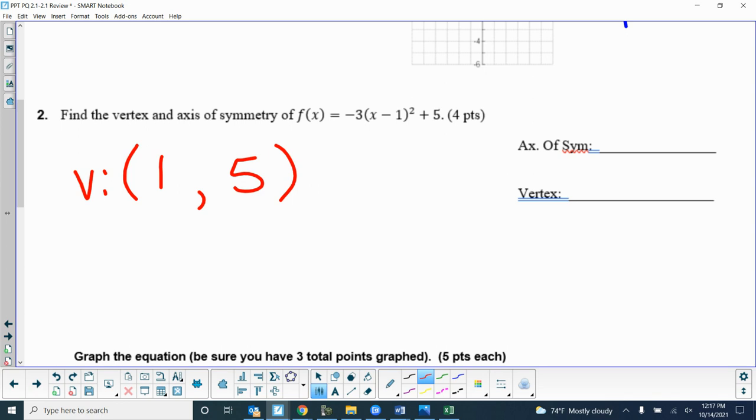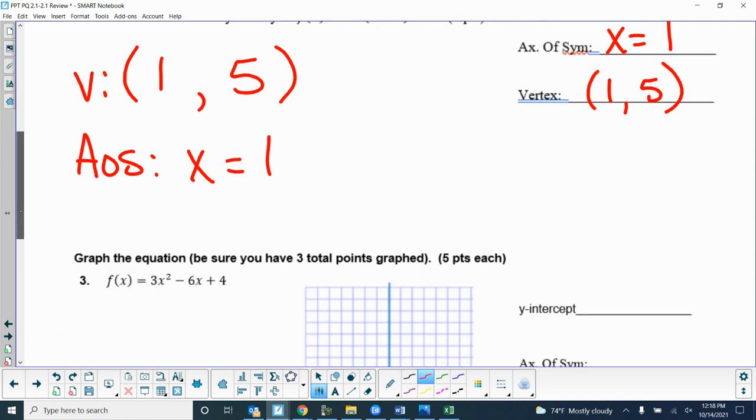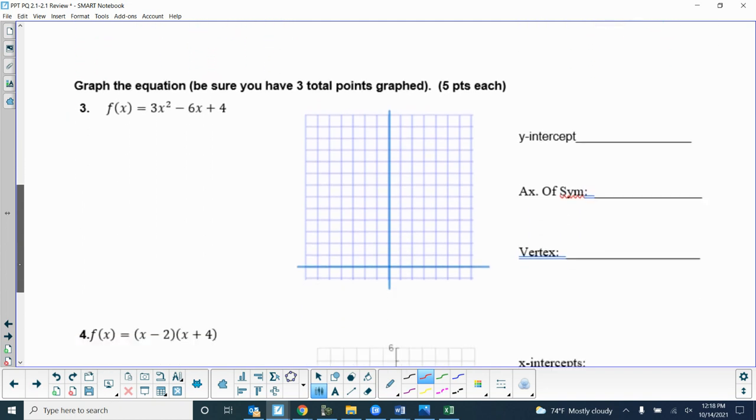So if I know what the vertex is right away, I know that the axis of symmetry is what? 1. All right? The 1. So whatever you get for x value of the vertex, remember, is the axis of symmetry value. Because our vertex will always be on the axis of symmetry. So those x values will be the same. All right? So those two should be easy, 4 points each, right?